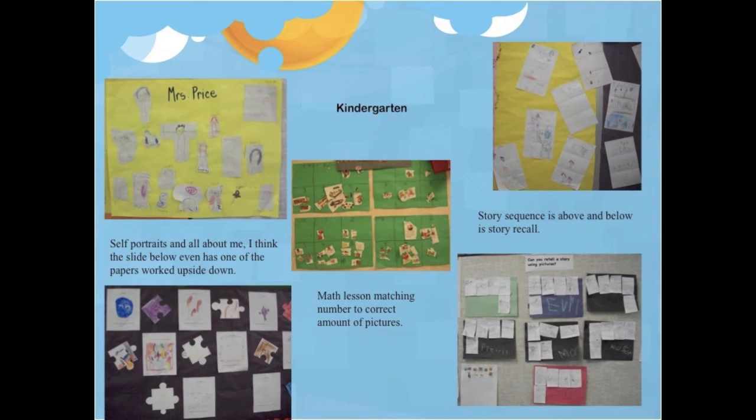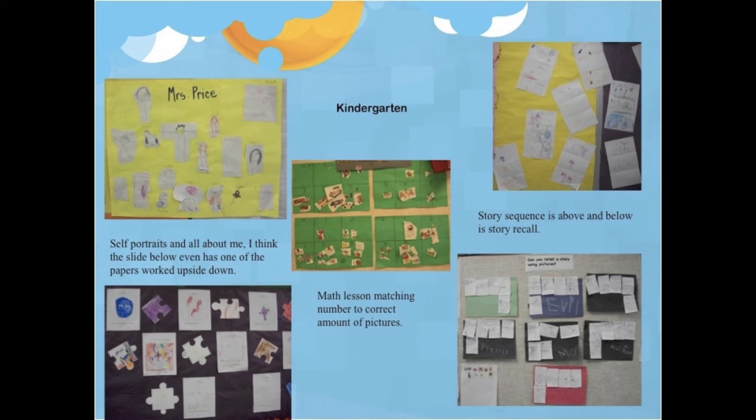Okay, this set of examples comes from kindergarten students. In the first one, Mrs. Price's class, they were doing self-portraits. How do they see themselves? And you can see the way the children draw at this point, with some having bodies, some only having heads, and they have sticks and arms. And as they get older, that will change.